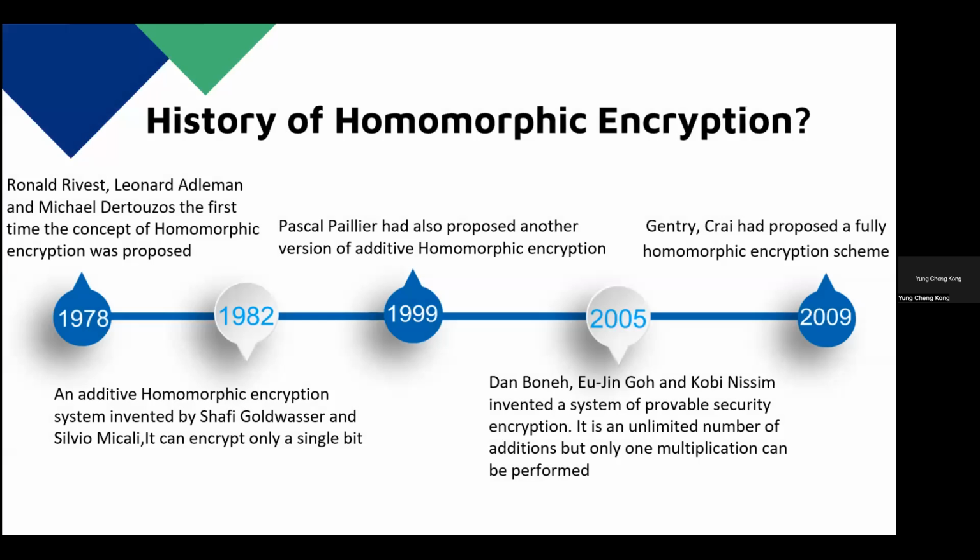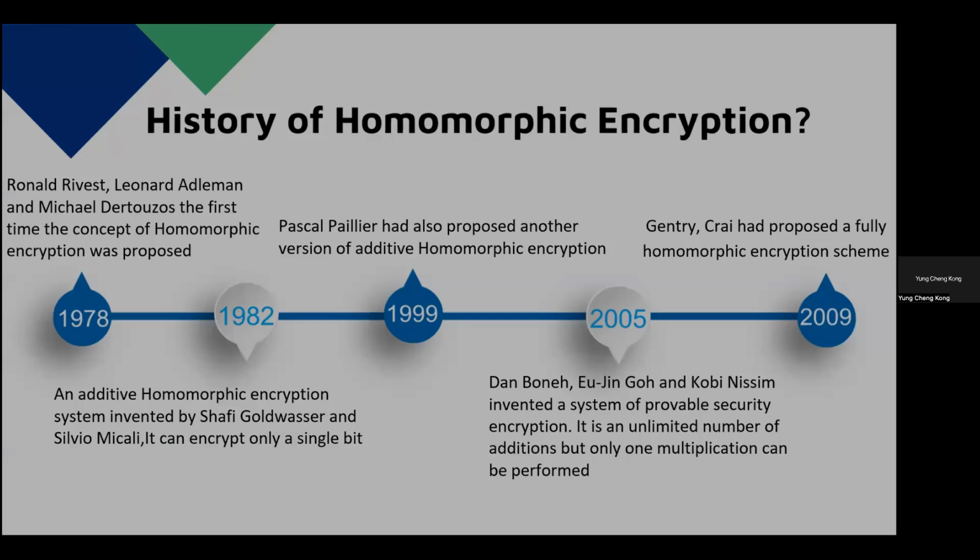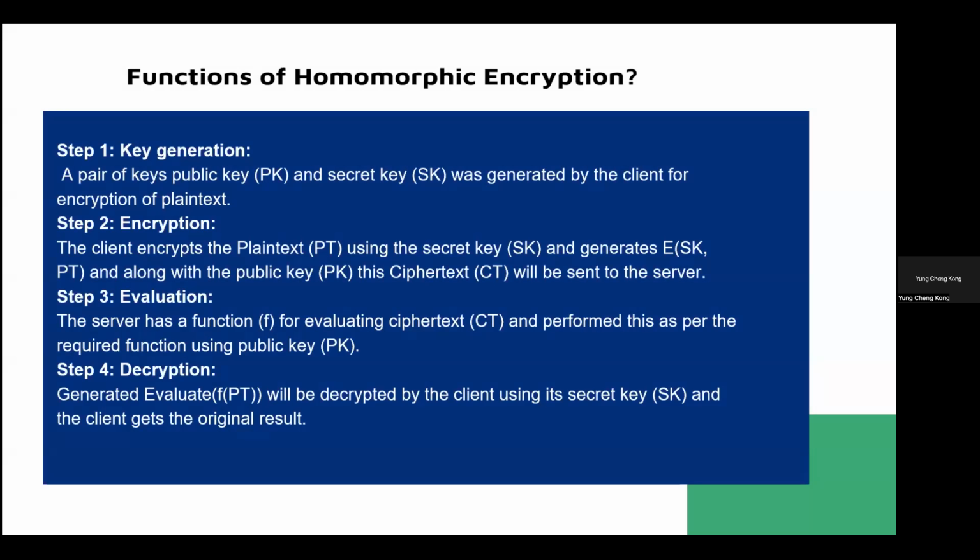This is the timeline of HE evolution. The concept of HE was proposed by Ronald and his research team members in 1978. After that, within 21 years, two versions of the additive HE system were invented. In 2005, a new version of HE, which is multiplicative, was introduced by Dan and his team members. In 2009, a fully HE scheme was proposed by Dr. Gentry.